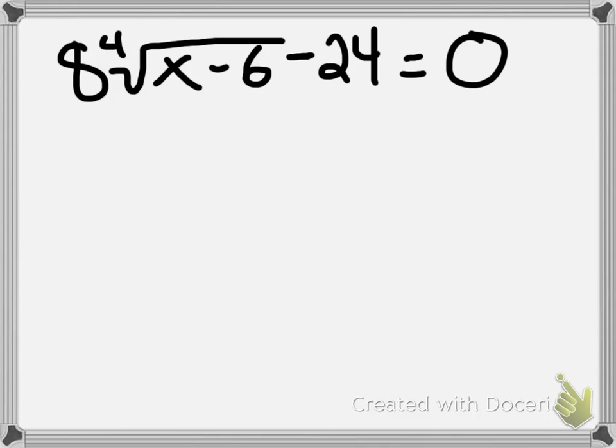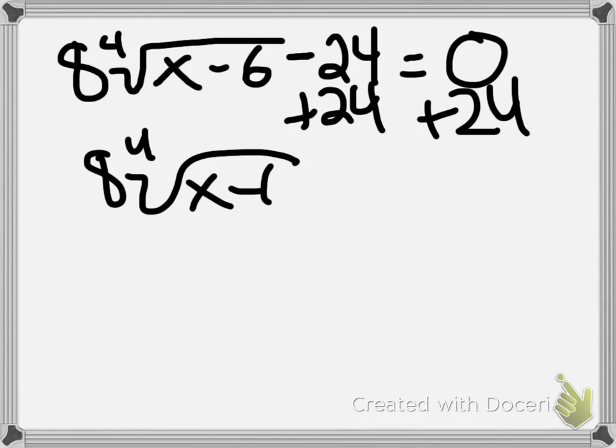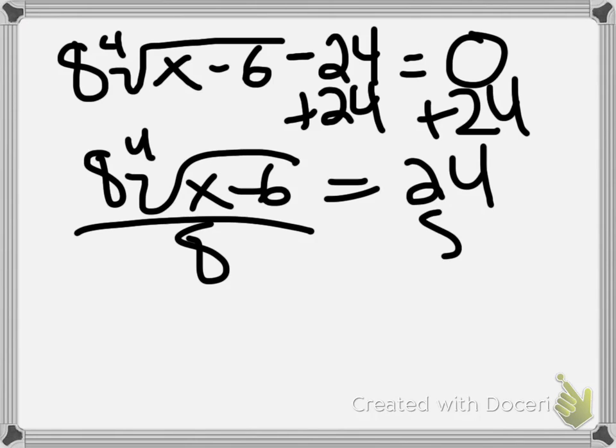Now we are going to be doing a problem where the index of the radical is greater than 2. This problem is very similar to the others, so first we must isolate the radical, add 24 on both sides, and we get 8 times the fourth root of x minus 6 equals positive 24. Now we divide everything by 8.